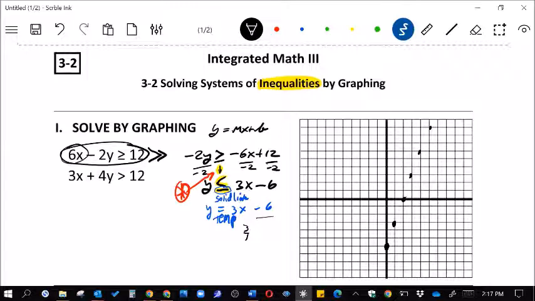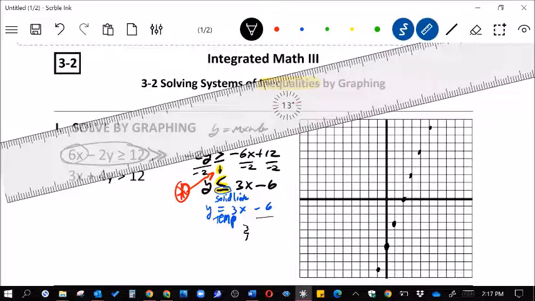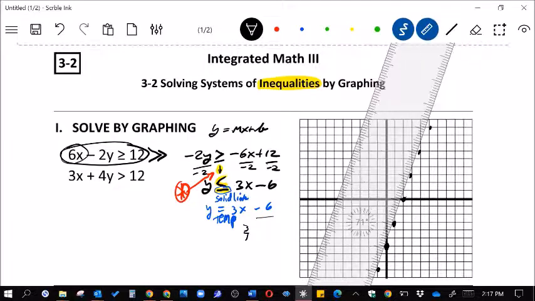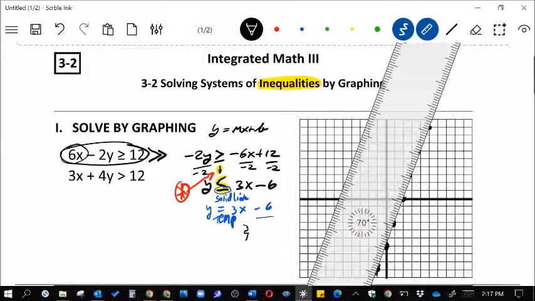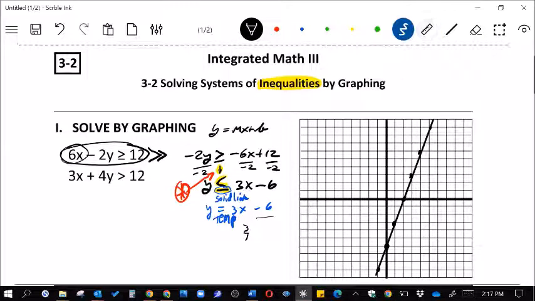I can go the other way and go down 3 and over the other way, but I don't have that much room, so I don't need to do it that much. Now, this would be a dashed line if there was not the little half equal underneath it. It's not, so we'll do a solid line.